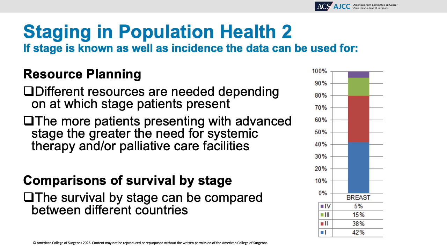Further, it helps with resource planning. Different resources are needed depending on which stage the patient typically presents. The more patients presenting with advanced disease, the greater the need for systemic therapy and/or palliative care facilities. It also allows us to compare survival by stage across different countries.